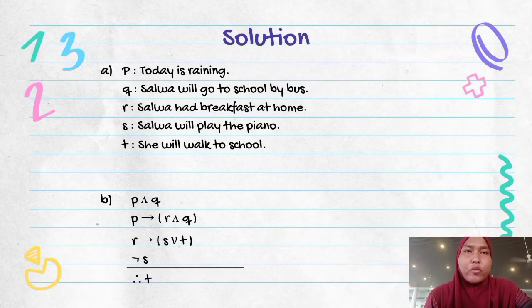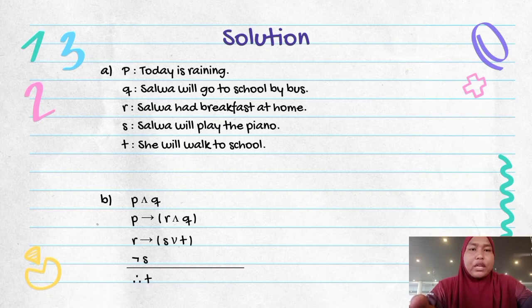To the first question, we declare the primitive propositions in the argument using symbols P, Q, R, S, and T. So for P, today is raining. Q, Salwa will go to school by bus. R, Salwa had breakfast at home. S, Salwa will play the piano. And T, Salwa will walk to school.